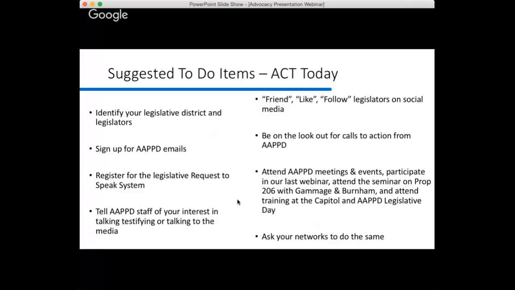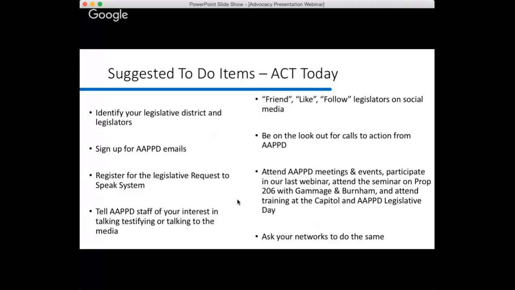We're really, really close to the 2017 legislative session. We need to have a bigger and better advocacy response next year, especially given that Propositions 206 and 414 have now passed, and that our situation is that much more dire because of those things. So things that you can do today: identify your legislative district and legislators. We walked through that earlier.